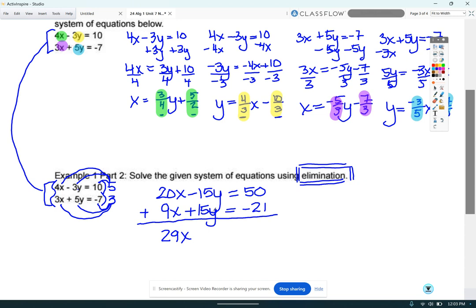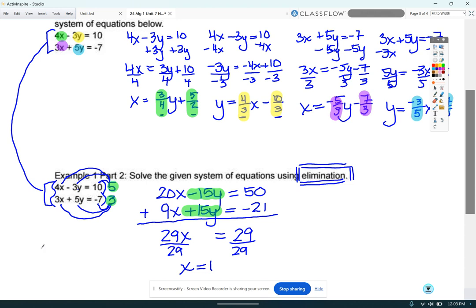Negative 15y and positive 15y, those are the ones that are eliminated. The reason I multiplied here by 5 and 3 was to be able to make this negative 15y and positive 15y, because I knew that when I added those together, those would be eliminated. So they cancel each other out. Then we get equals 50 minus 21, which is 29. By adding the two equations together and eliminating those y's, I have an equation that's easy to solve for x. Now I divide both sides by 29, and I get x equals 1.